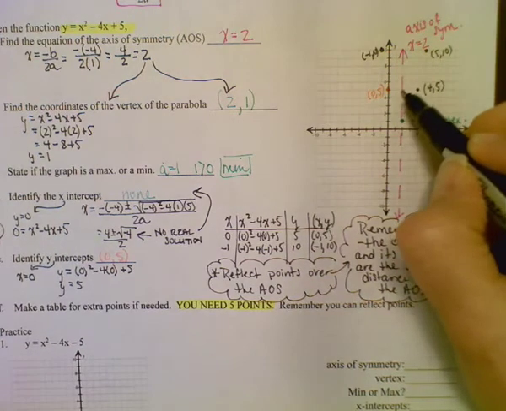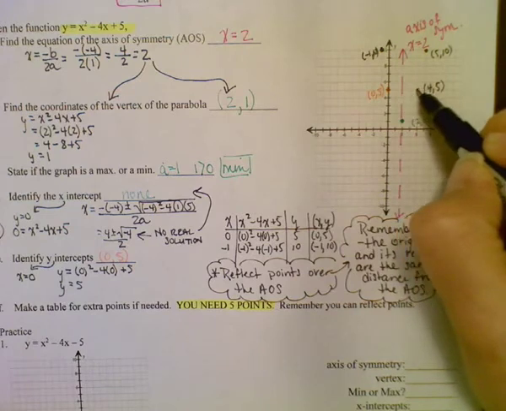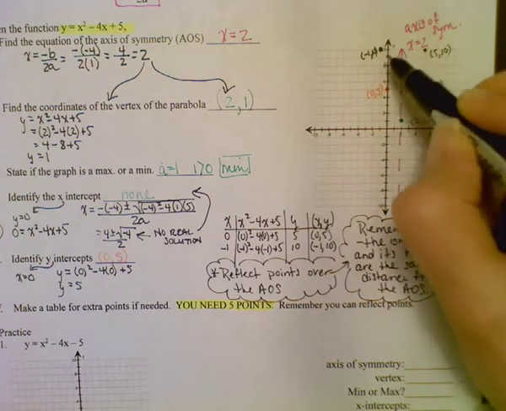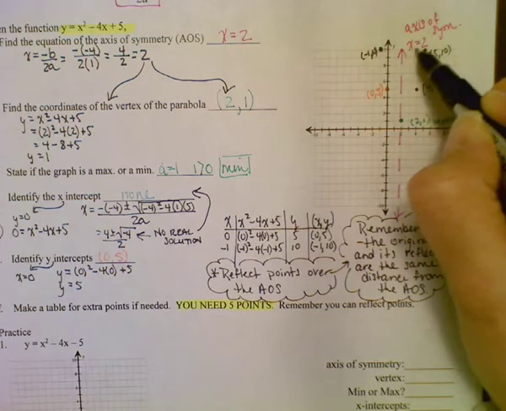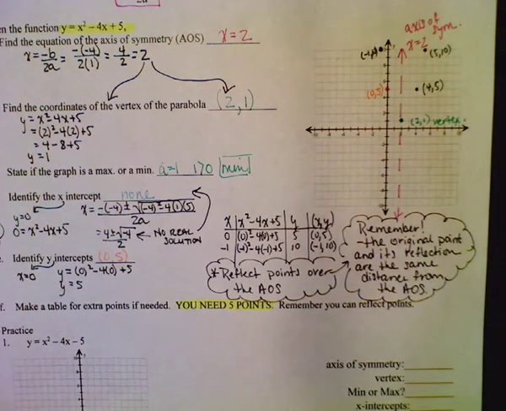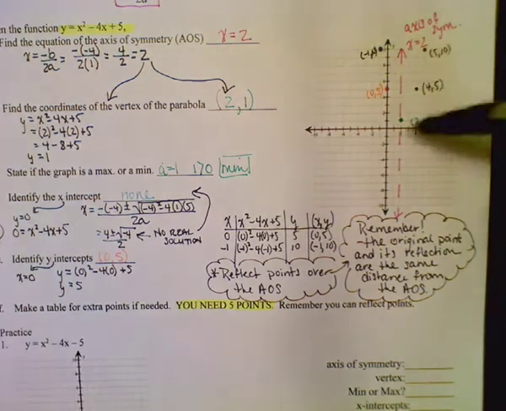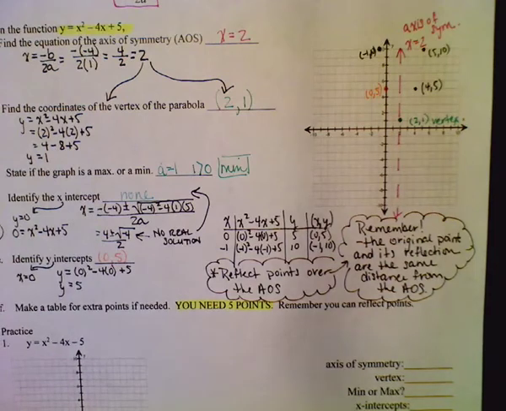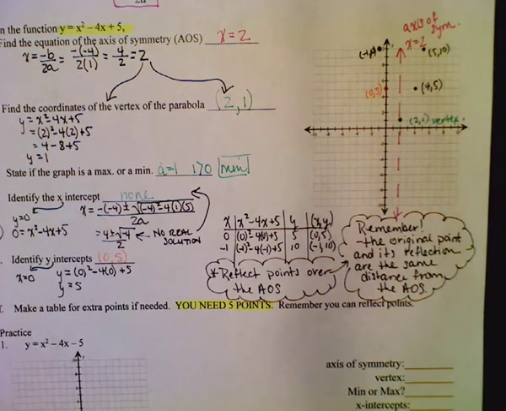So they're the same distance. This one is 1, 2, and this point up here is 1, 2. So it's the same distance from the axis of symmetry. Likewise up here is 1, 2, 3, 1, 2, 3. So they're equidistant from that line. So now we have our 5 points. Now we can turn this into a parabola, and we're going to do that by connecting the dots.